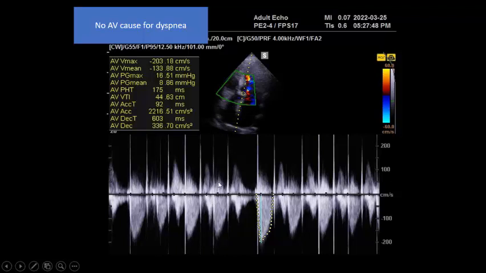But to detect the LVOT VTI, I need to see only the closing click. Here I see both the opening and closing click. I trace the aortic valve: maximum velocity 203 and mean gradient 8.8. It's not significant enough to cause acute dyspnea. So I excluded left-sided valve lesion as a cause of acute dyspnea.